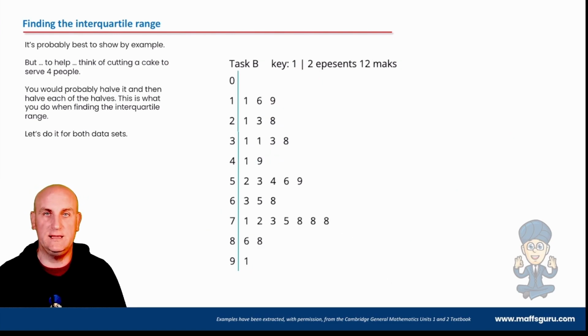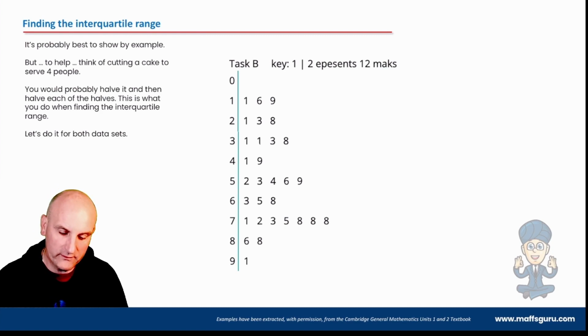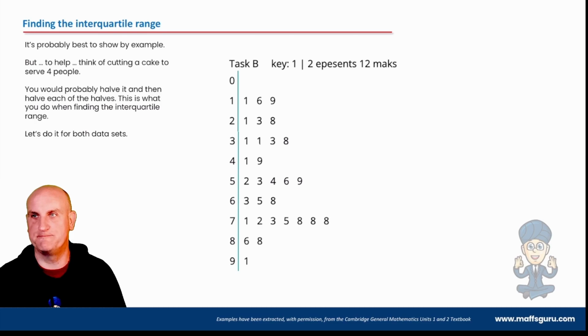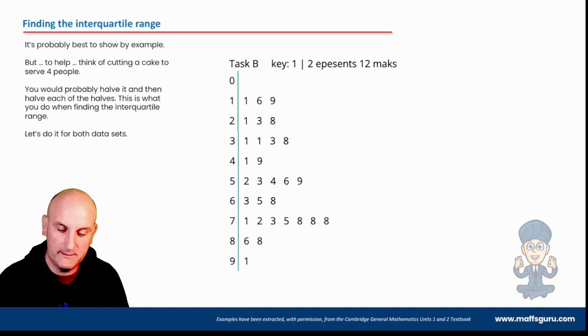Let's do that for task B. How many people do we have? 1, 2, 3, 4, 5, 6, 7, 8, 9, 10, 11, 12, 13, 14, 15, 16, 17, 18, 19, 20, 21, 22, 23, 24, 25, 26, 27, 28, 29, 30. That sort of makes sense because the same people did task A and task B, but I'm always going to check. So we've got n equals 30.